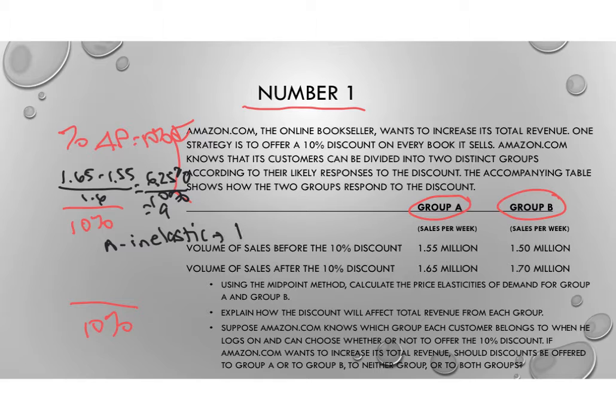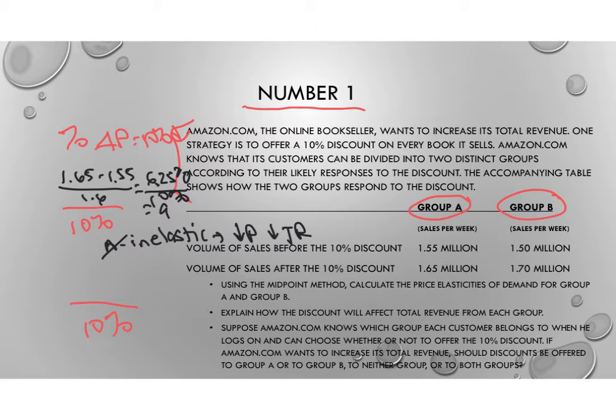Inelastic tells me if the price were to decrease 10%, total revenue will also decrease. Better off not to decrease the price for Group A. So I'm looking at that being a really bad idea for Amazon. Let's give Group B a try, okay?